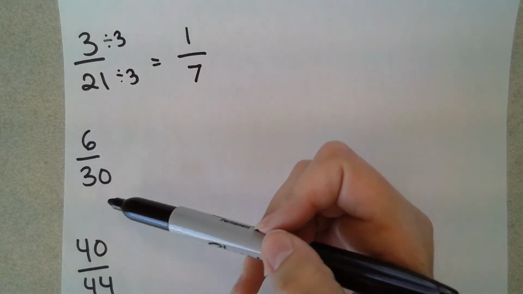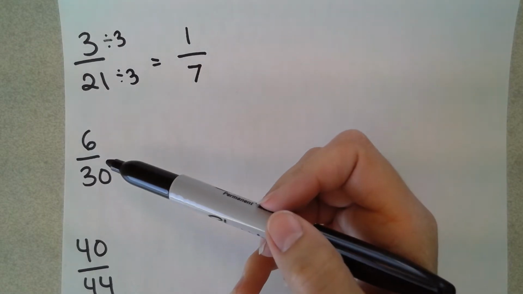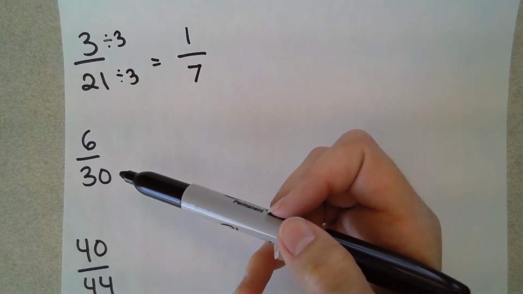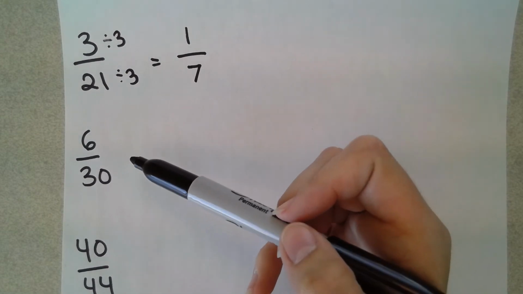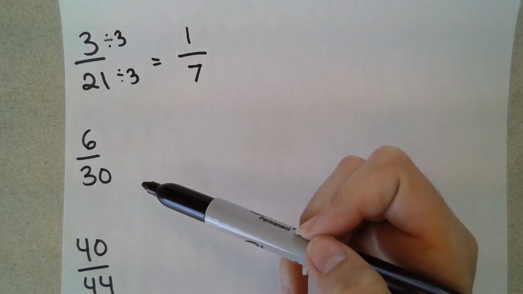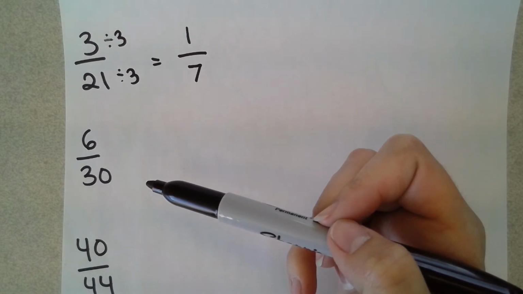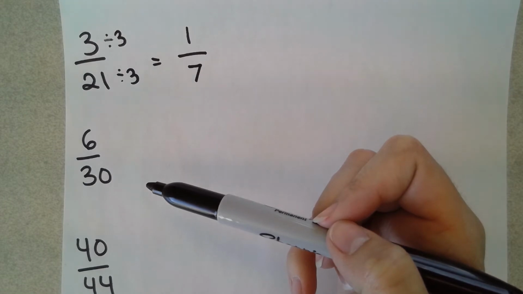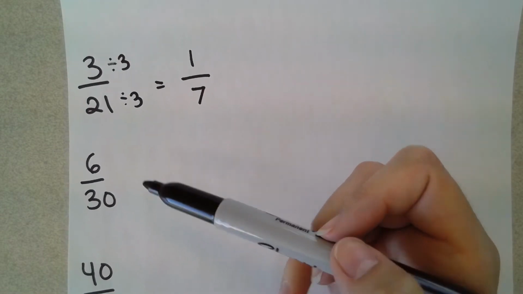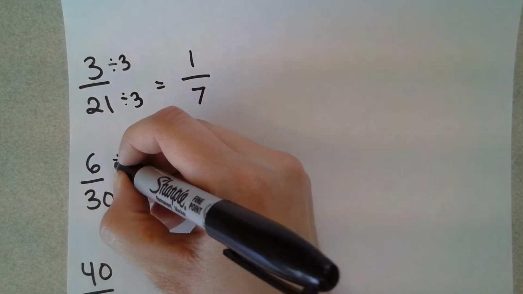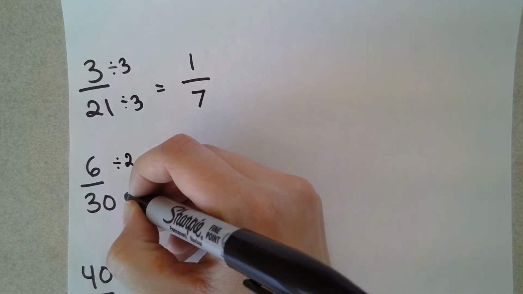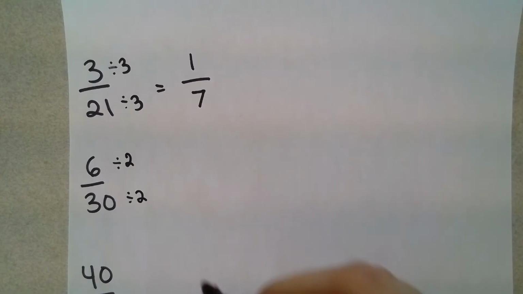Now let's say you didn't know that right away. You can also look at this fraction and think, well, I have 2 even numbers. And anytime you have even numbers, you know that you can at least divide by 2. So what I would suggest is, if you don't know the higher number right away, just keep dividing by 2 until you can't divide by 2 anymore. So I'm going to try that here. Divide by 2, divide by 2.